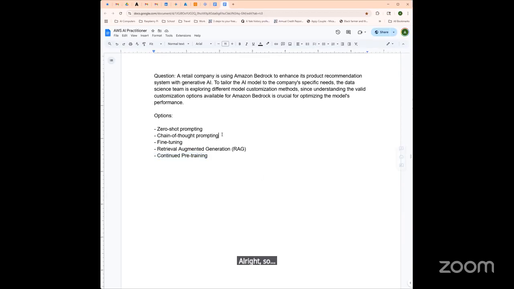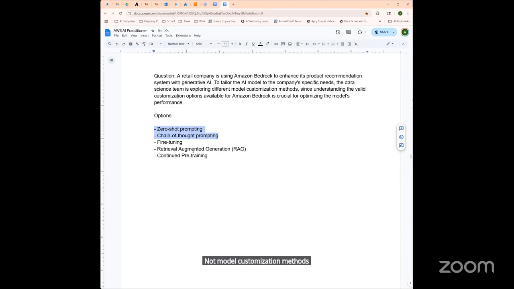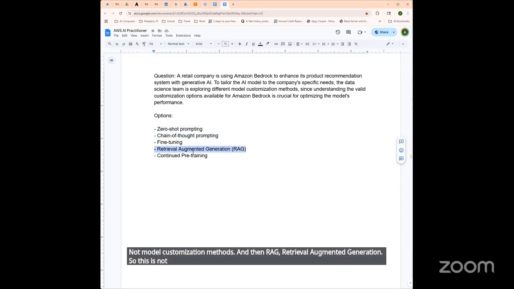Now for the incorrect ones. Zero shot and chain of thought are prompt engineering techniques, not model customization methods. And then RAG, retrieval augmented generation, is not a model customization method. It's a technique for incorporating external knowledge without changing the model weights.